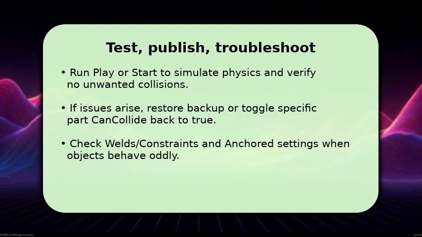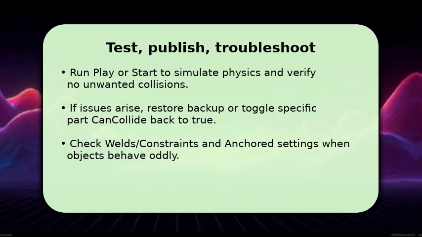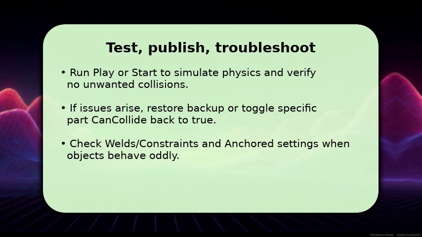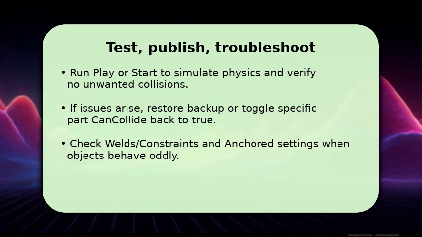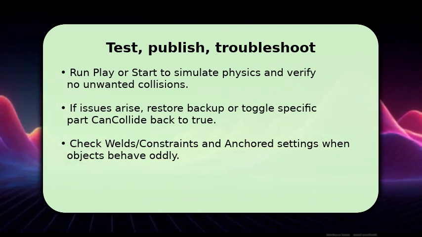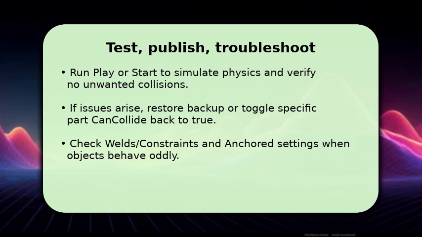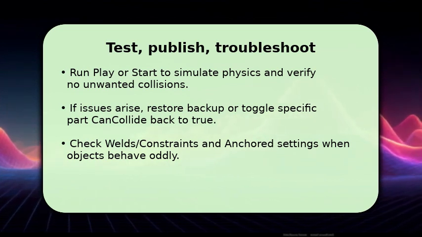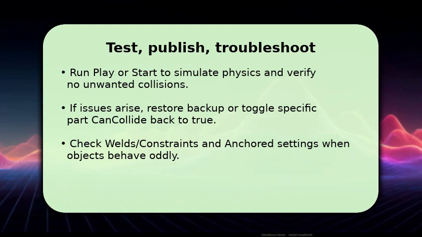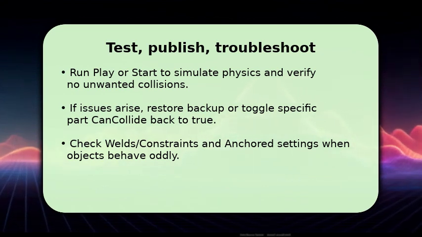If something breaks, revert using your backup or selectively set CanCollide back to true for problem parts. Sometimes only specific collision boxes must stay active. Also verify welds, constraints, and anchored flags. Misconfigured joints often cause odd movement. Finally, publish to the live place only.